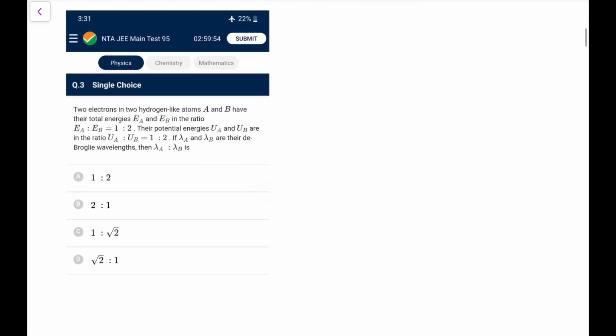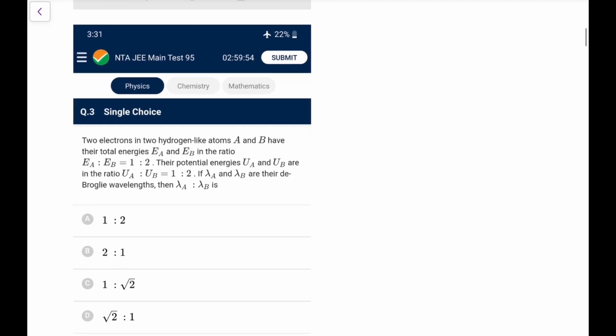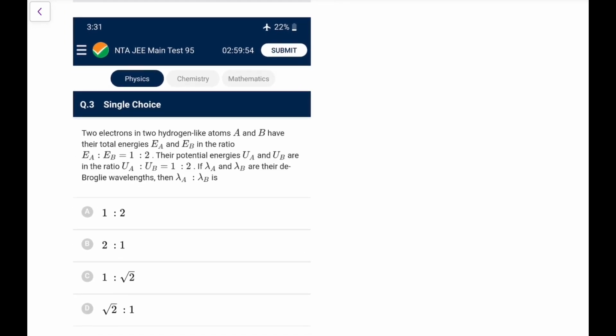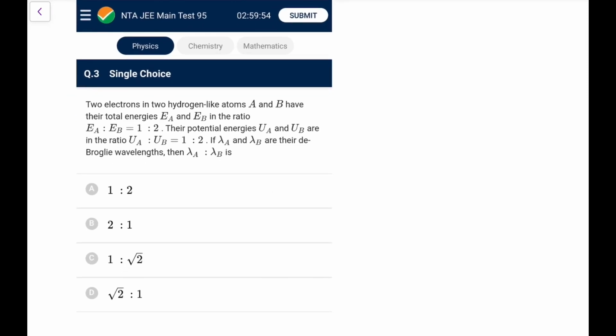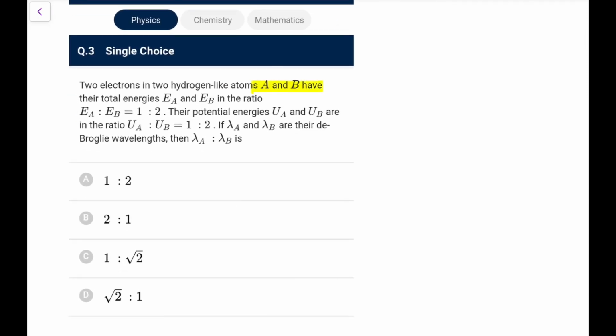Next one, B you can justify as change in energy, but I'll prefer to go with the more logical one, the D option. Two electrons in hydrogen-like atoms A and B have their total energies in the ratio EA upon EB is 1:2. Their potential energies are in the ratio 1:2. If lambda A and lambda B were the de Broglie wavelengths, lambda A and lambda B will be.